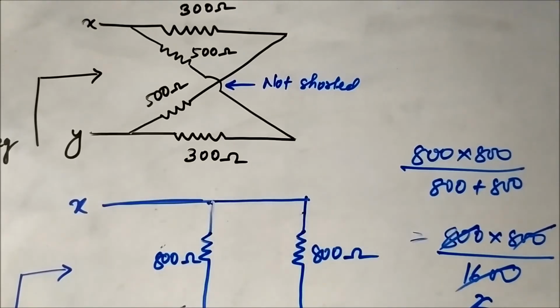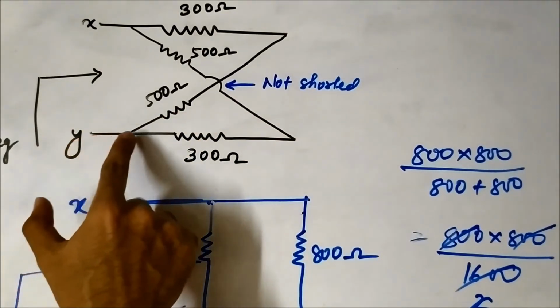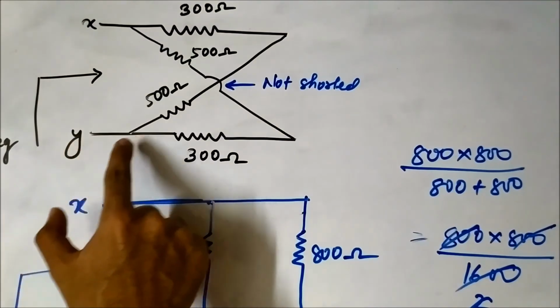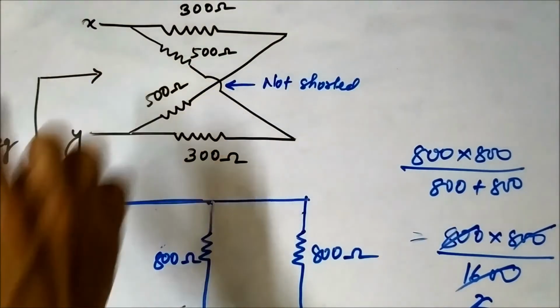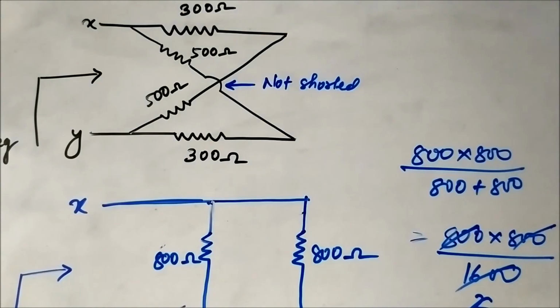Here it is a slightly confusing circuit where it is connected in crisscross fashion. So you have to move from one end. We moved from one end and simplified the circuit as we reached up to x.